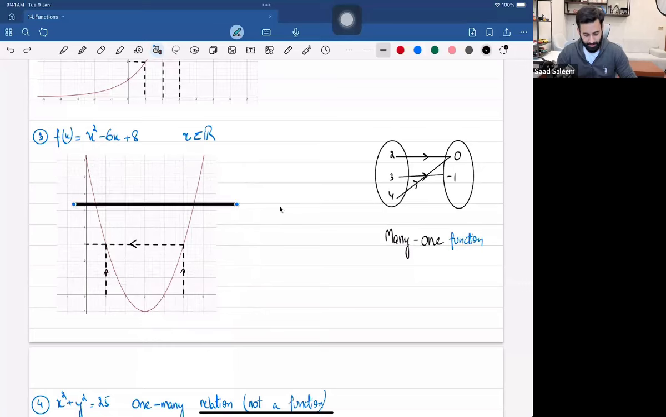The horizontal line cuts it twice, which means, what does that mean? What does that indicate? If a horizontal line cuts the curve or the graph twice, what is that pointing towards? What type of function is this?